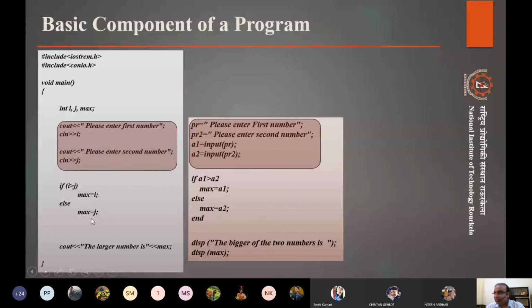In C++, it's very similar. If I is greater than J, max is this, else max is J. But there is no end required here because C++ has a different way of compiling its code. After every line, it has a line number, and it can basically see how much is the scope of this else statement, or how much is the scope of this max statement.